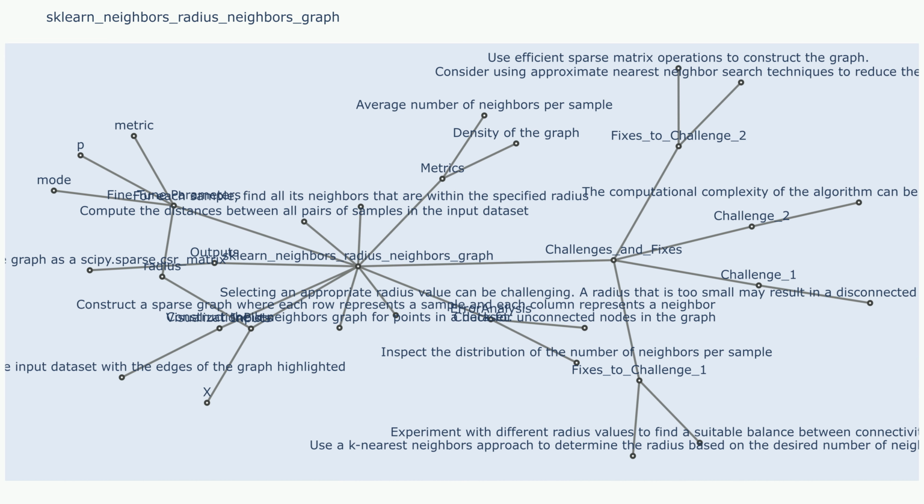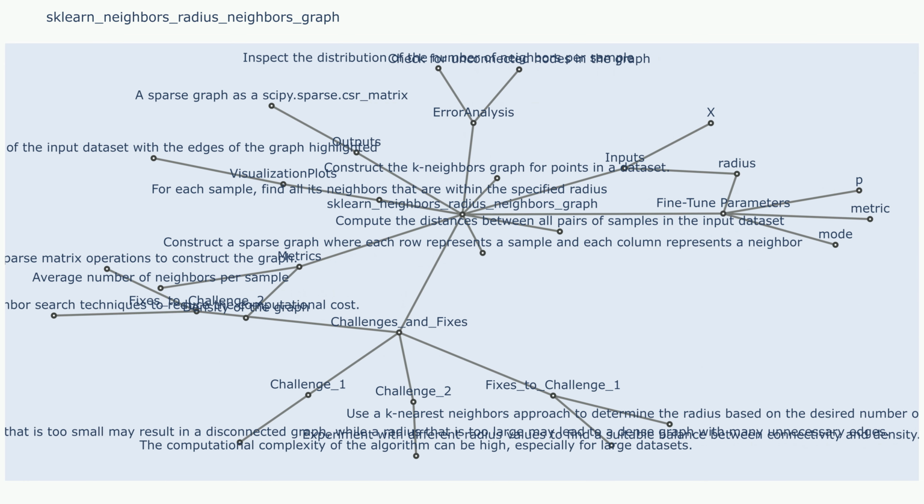Inputs. X. The input data, typically a 2D array of shape n_samples, n_features, where each row represents a data point. Radius. The radius within which neighbors are considered. Outputs. A sparse graph representing the neighborhood structure.